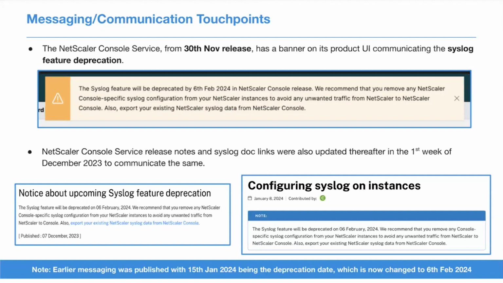So the action you might have to perform is to figure out, if you already have some third-party syslogging or observability tool, you can start forwarding the syslog messages directly from the NetScaler to those. And in case you want to export the existing data, you can export it from the NetScaler console service, and then you can remove all the related configuration from the NetScaler which points the Syslog destination towards the console service. So that's the important notification.